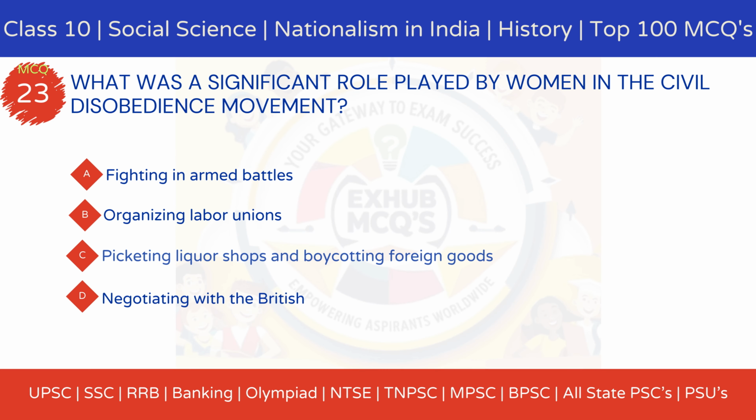MCQ 23. What was a significant role played by women in the civil disobedience movement? Option A, fighting in armed battles. Option B, organizing labor unions. Option C, picketing liquor shops and boycotting foreign goods. Option D, negotiating with the British.